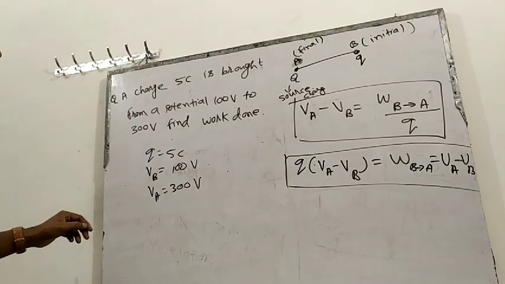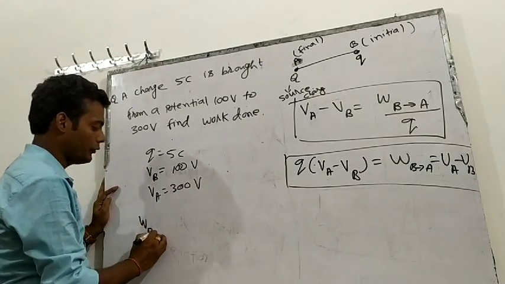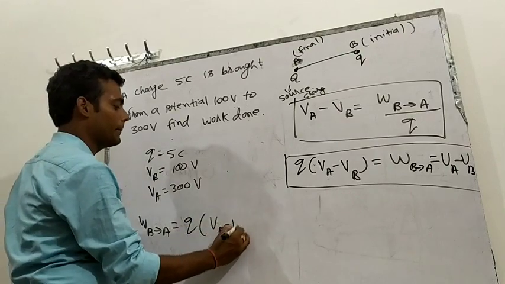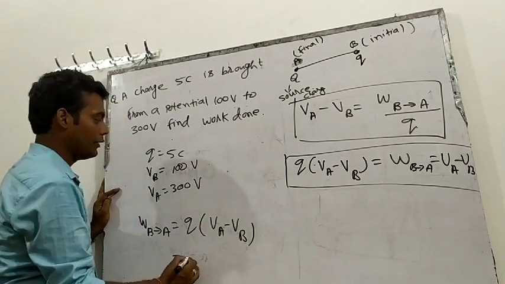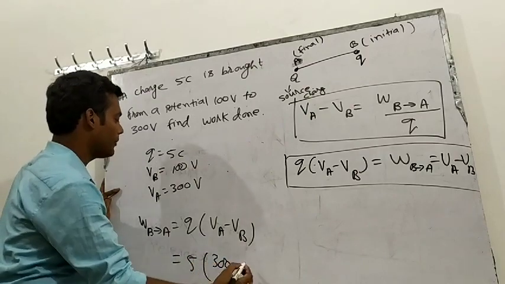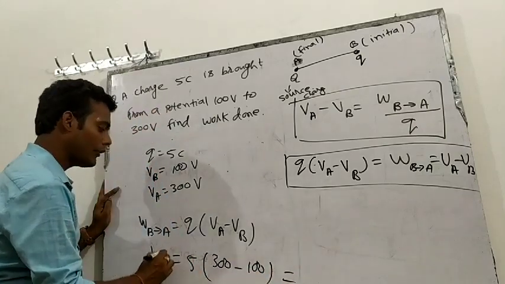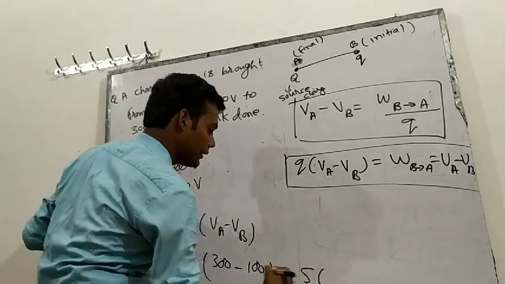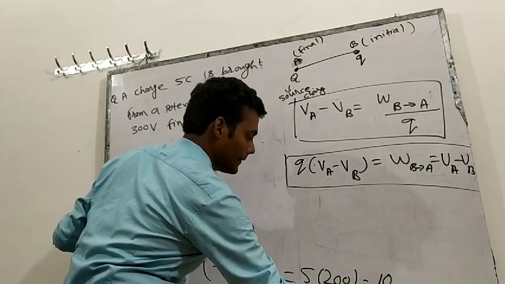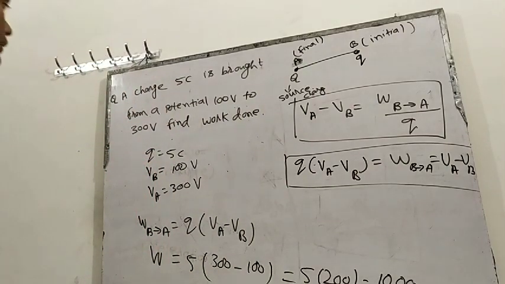Now can we find work done? We have to find work done. So work done from B to A is Q into VA minus VB. Q is how much? 5. VA is how much? 300. VB is how much? 100. So work done is equal to 5 into (300 minus 100). This will be 1000 joule.